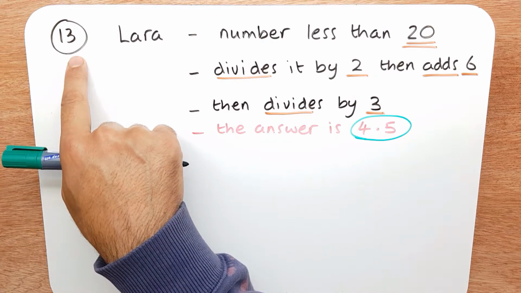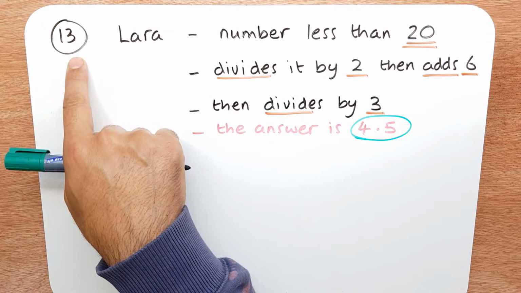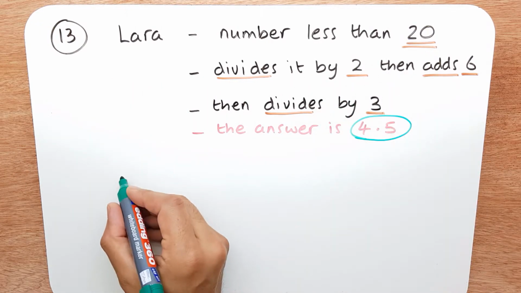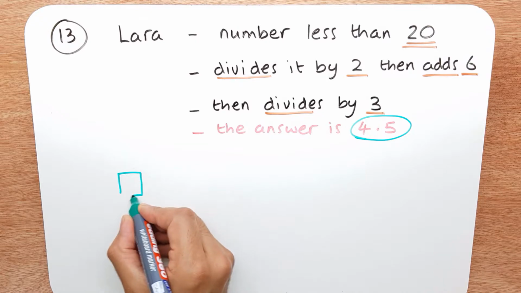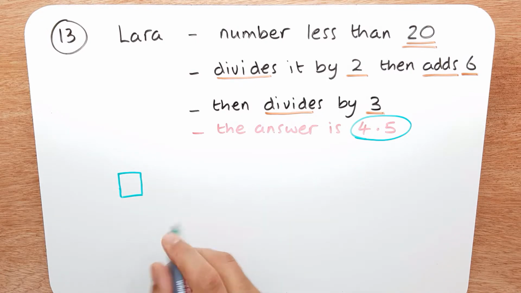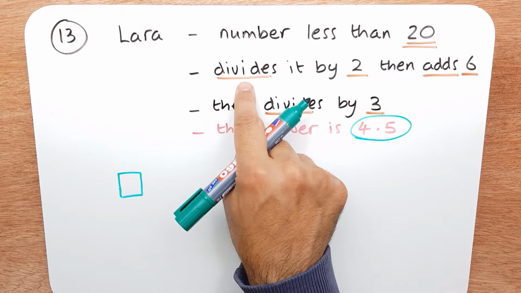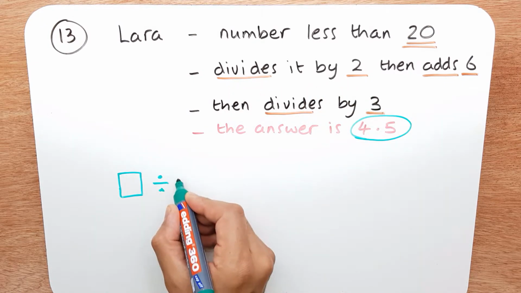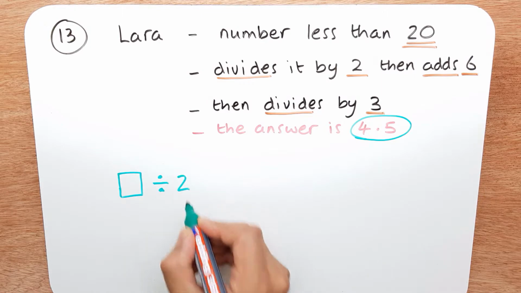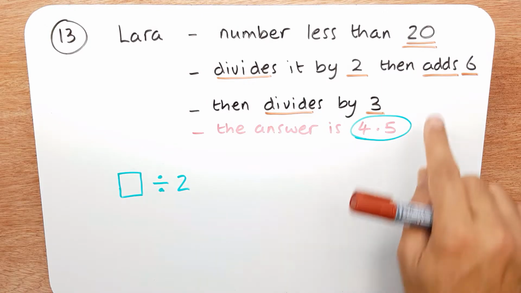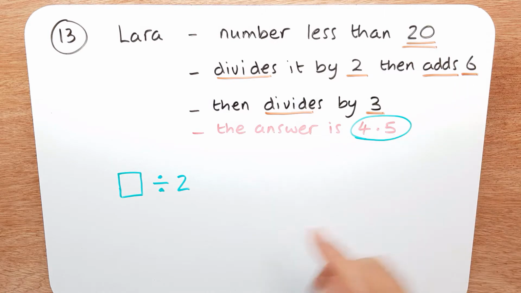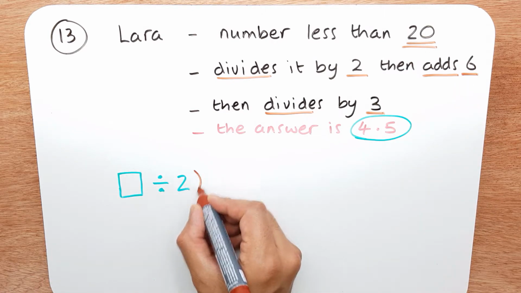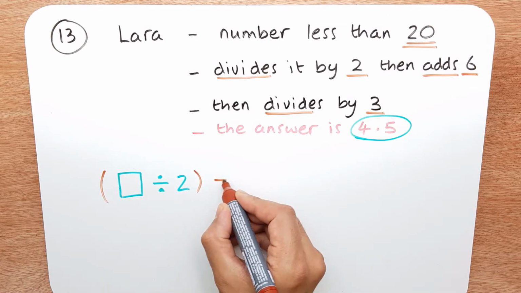In question 13, Lara picks a number less than 20. So we have a number there, less than 20. Then the first thing she does, she divides it by 2. So let's divide this by 2. Then she adds 6. So once she's divided by 2, she adds 6.